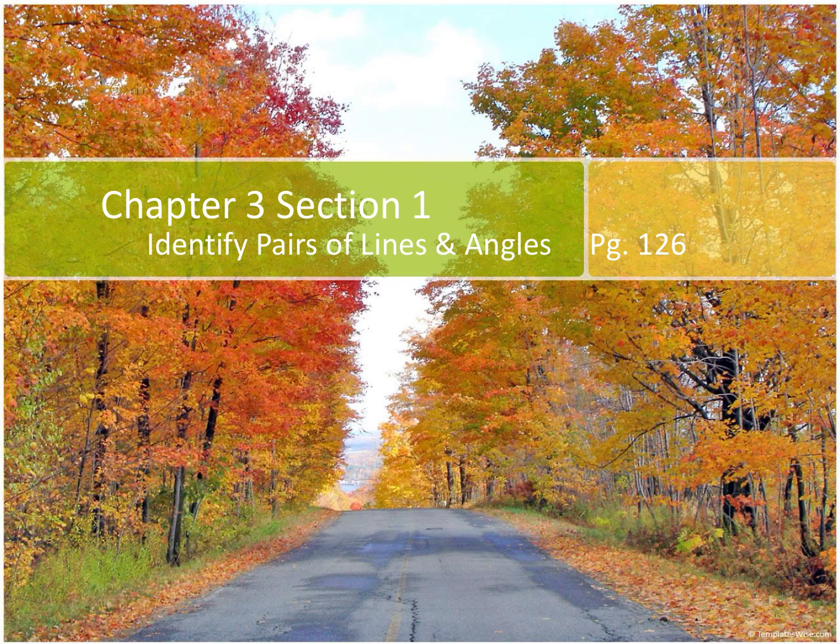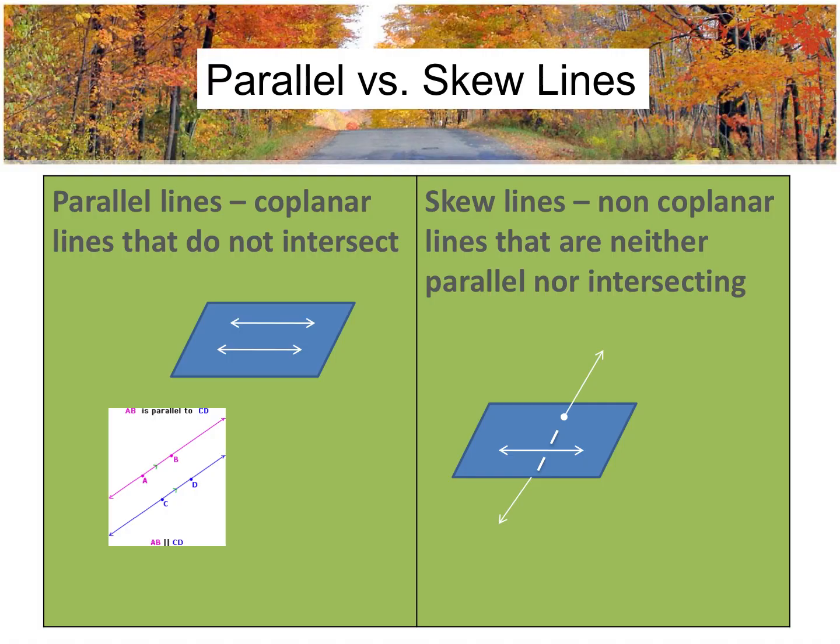Today we're going over chapter 3, section 1, which is identifying pairs of lines and angles. So parallel lines are coplanar lines that do not intersect. Skew lines are non-coplanar lines that are neither parallel nor intersecting.